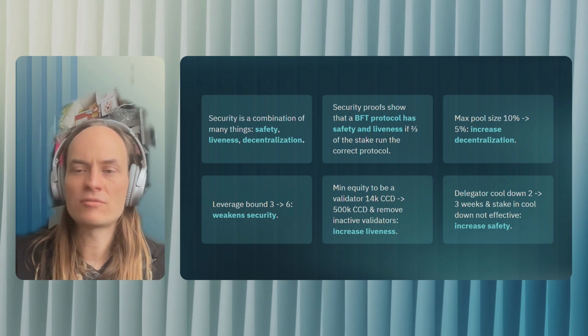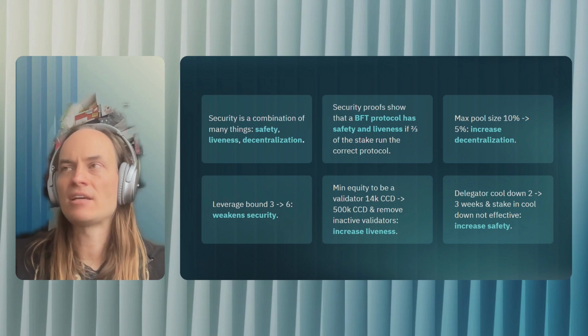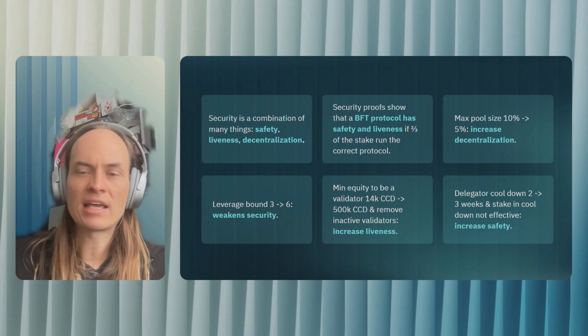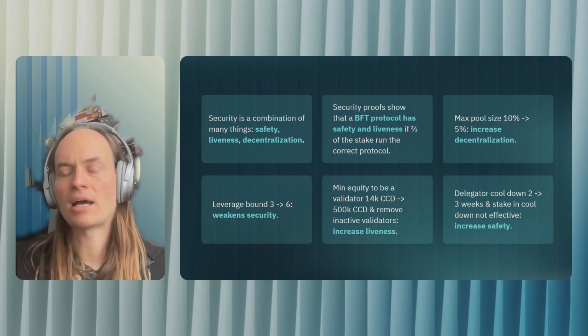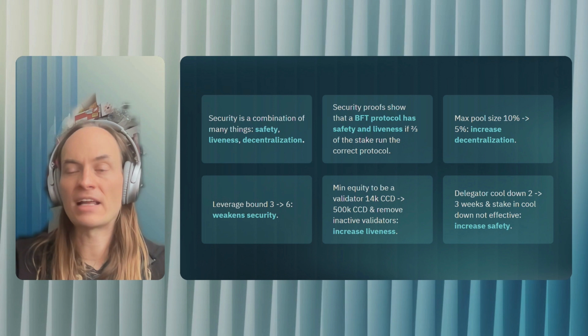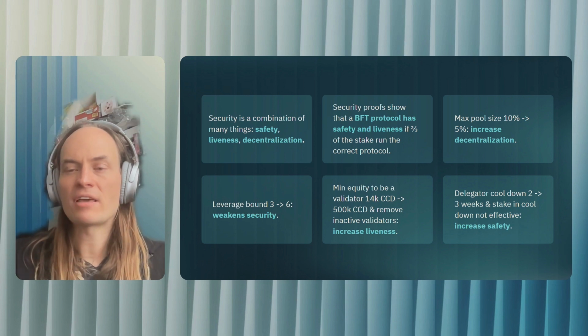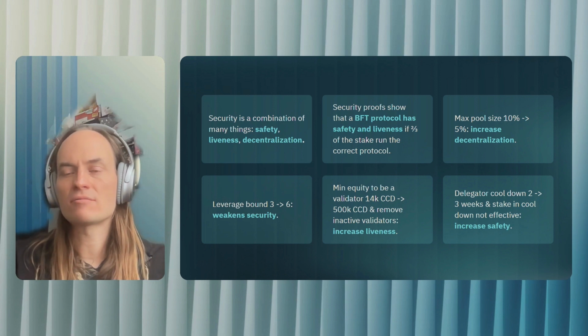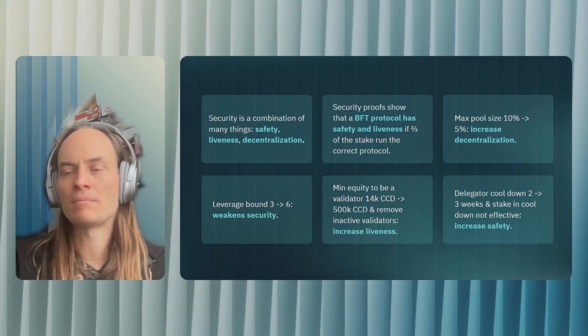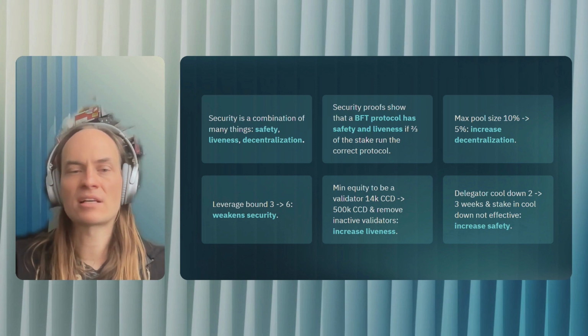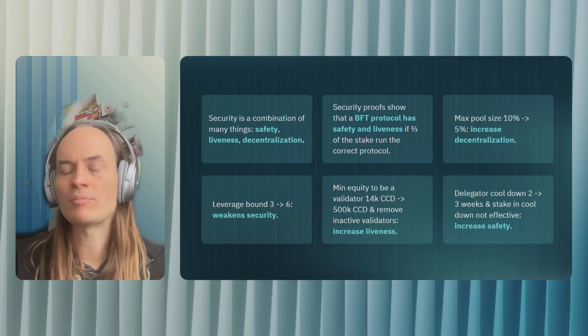And the last two changes we're making are to increase safety. The cooldown for delegators, once delegators want to unstake, up to now it was 2 weeks, we're changing that to 3 weeks, and we're lining it up with the cooldown for validators. The reason for having the same cooldown for both is simply because we realized that validators can delegate to themselves and thus can go around the cooldown.